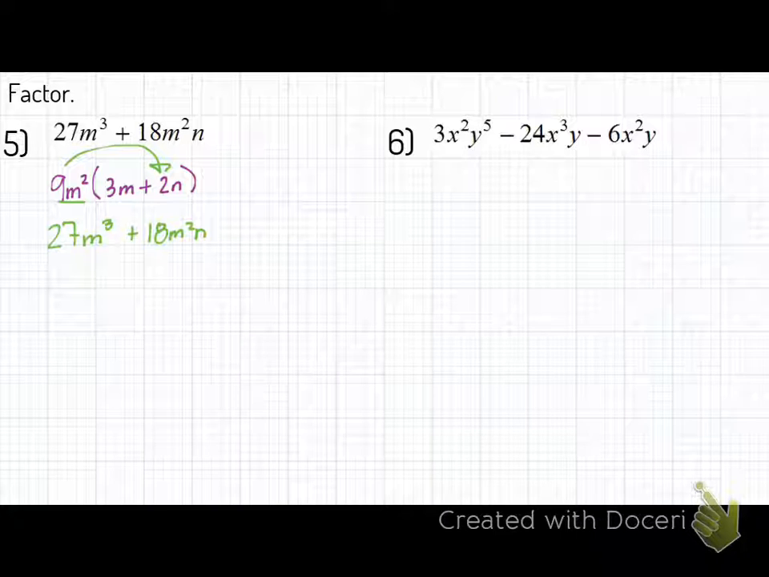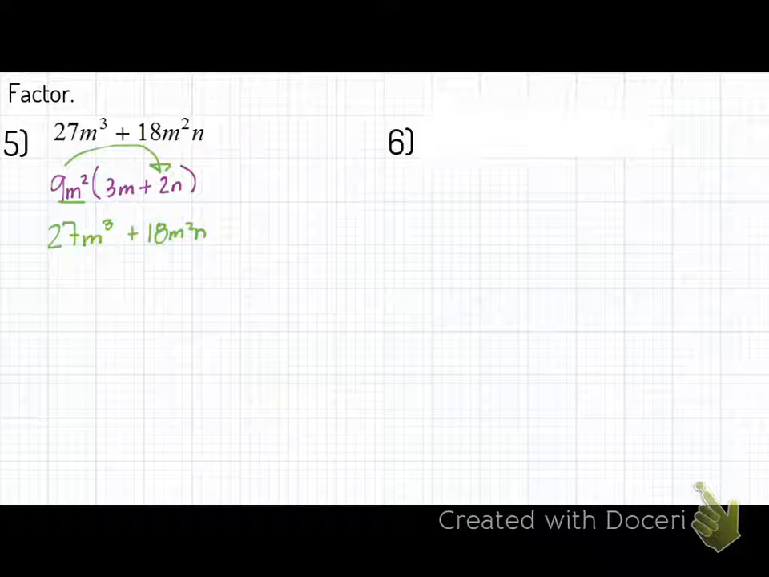Go. Oh, wait a minute. Is this the same one as number 2? I made a mistake. Dang it. I didn't fix this. Don't worry about it. Okay. Let me pick a new one for you.